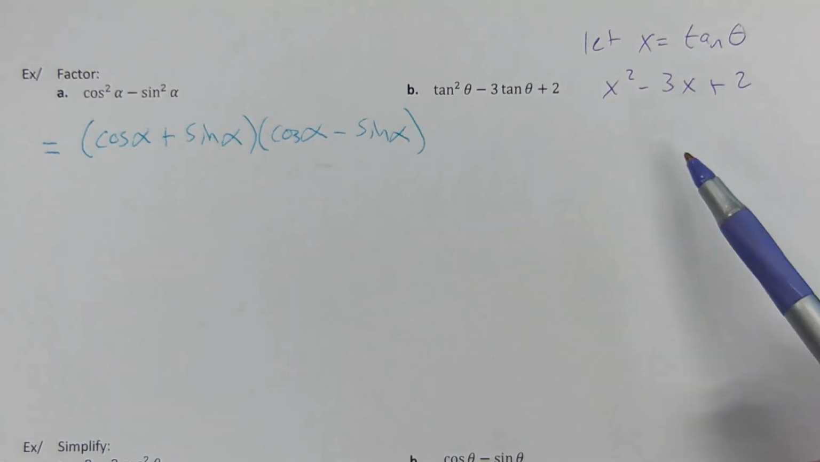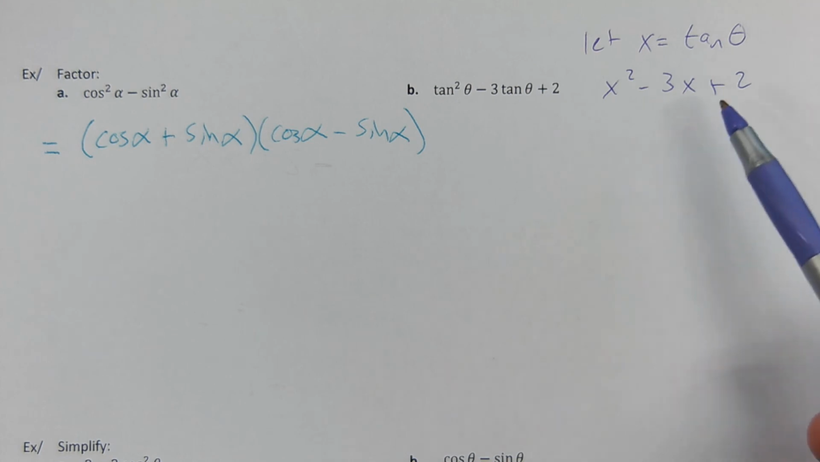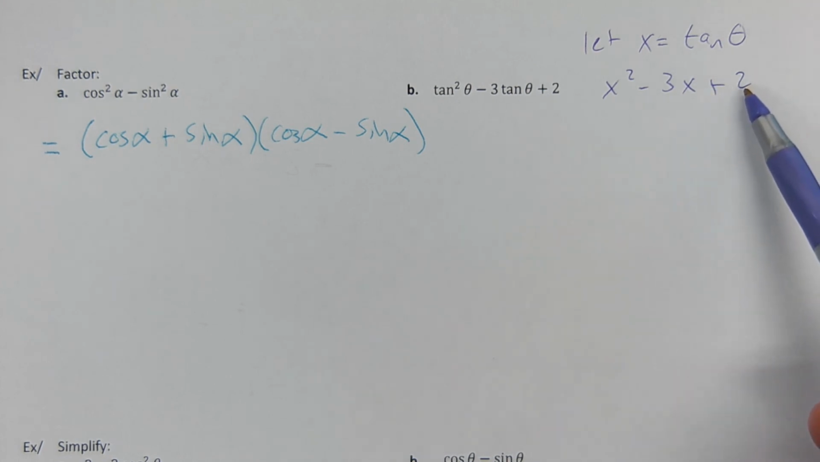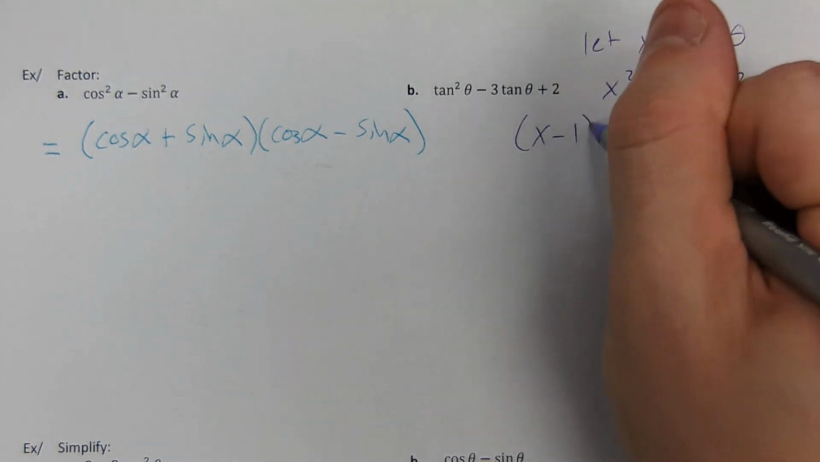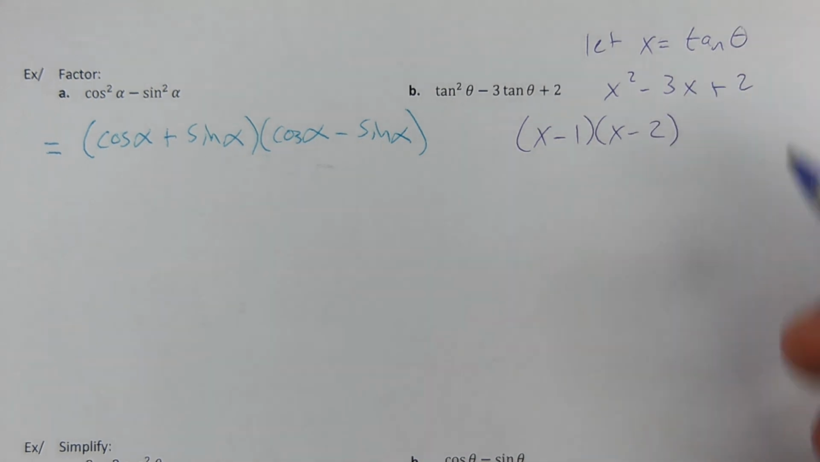And then you're trying to factor this thing, and you go, okay, I'm looking for two numbers that multiply to positive 2 that add to negative 3. That's negative 1 and negative 2. So it will be x minus 1 times x minus 2. But, oh, wait a minute, it's not x. It's tangent theta.